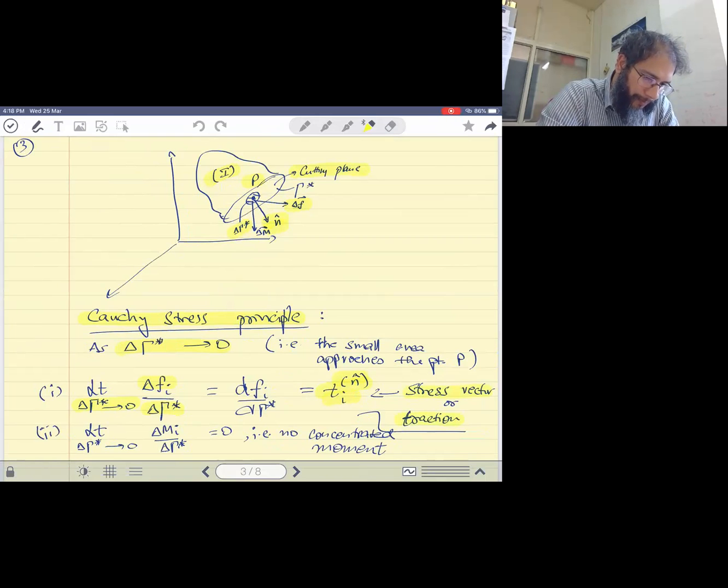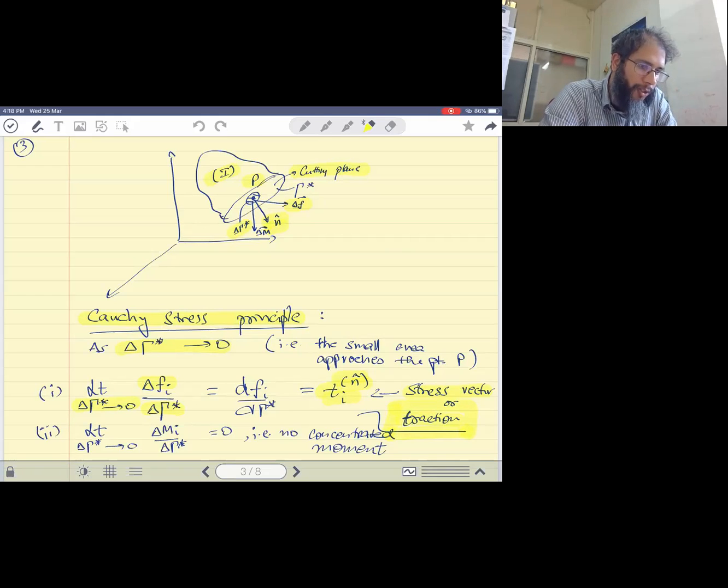So this limit is a vector. It is not a tensor. Whenever I say T, it is always a stress vector. The confusing part is that the word stress is used for both the tensor and the vector. That is the reason the word traction is used. Traction removes the confusion of the word stress being used for a vector.